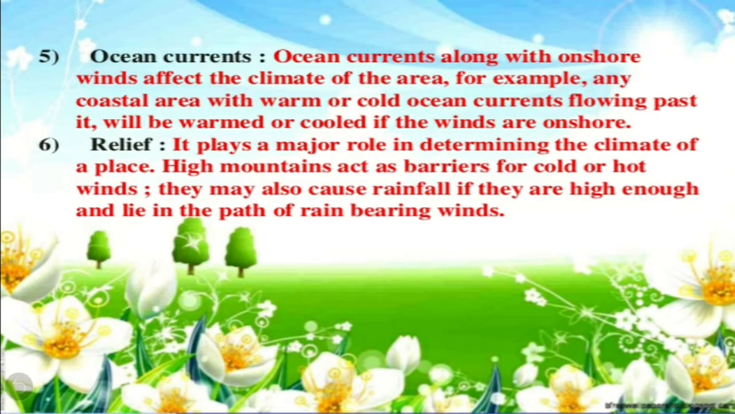Next is ocean currents. Ocean currents along with onshore winds affect the climate of the area. For example, any coastal area with warm or cold ocean currents flowing past it will be warmed or cooled if the winds are onshore. So, children, ocean currents is another factor which affects the climate of that particular area.